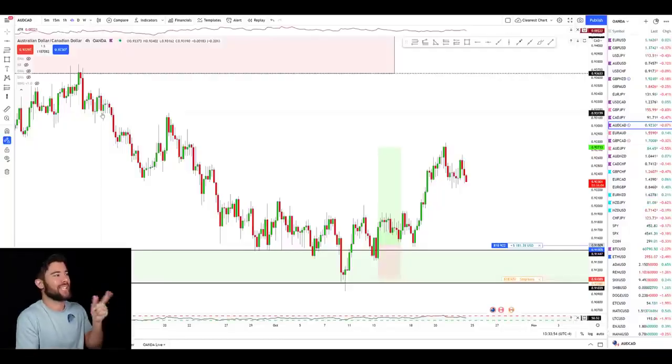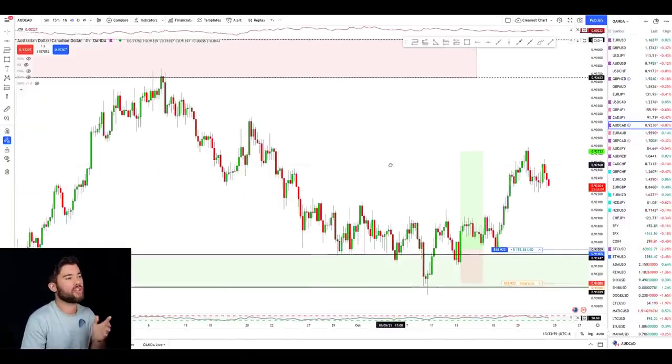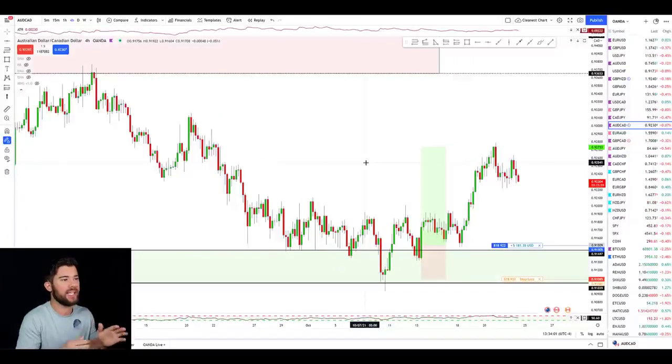Let's go ahead and get started taking a look here at the Aussie Canada. So this is an extremely easy strategy. When I say easy, it's based on two different market conditions and then based on stops and targets. That's it, okay? So let's take a look first at a higher time frame.